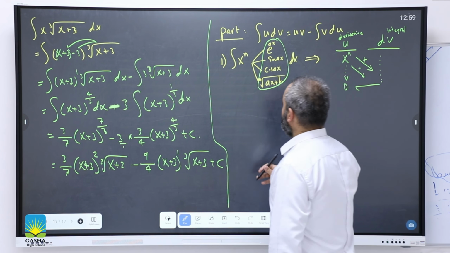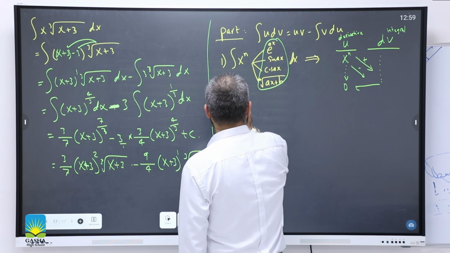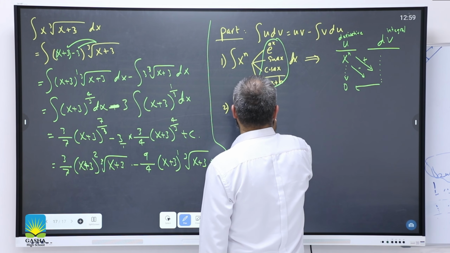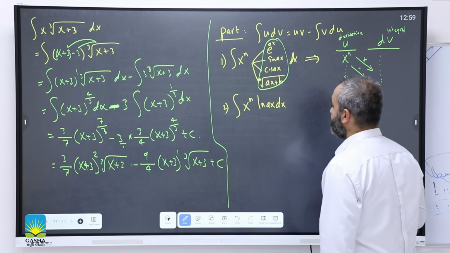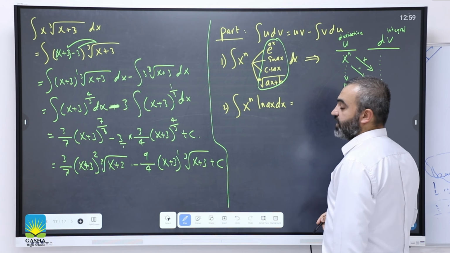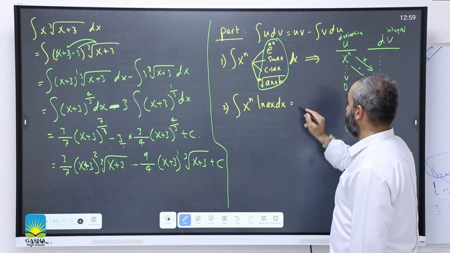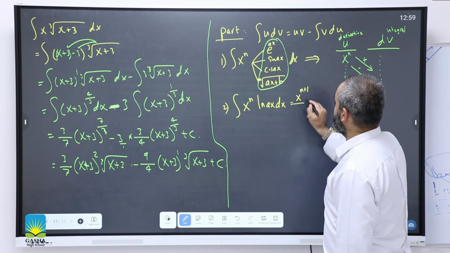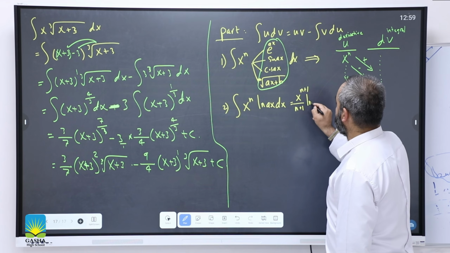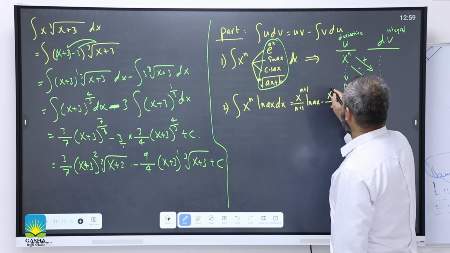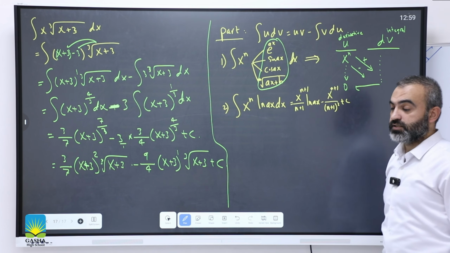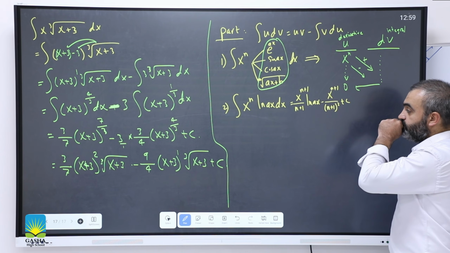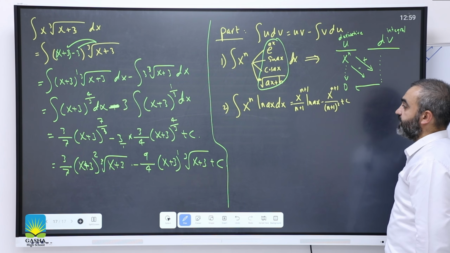This is 1. About 2: the integral of x to the power of n times ln ax, dx. For x to the power of n ln ax, we have the result here: x to the power of n plus 1 over n plus 1, times ln ax, minus x to the power of n plus 1 over (n plus 1) squared, plus c, right? So this is the formula for ln.